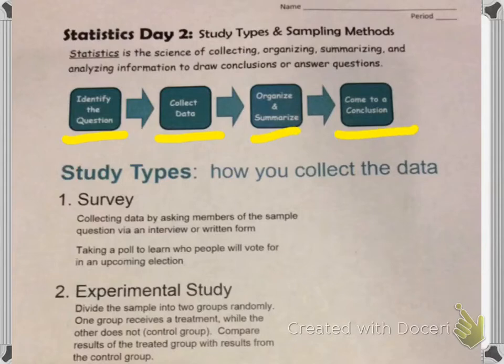So today what I'm going to talk about is how you're going to collect some of that data. There's different ways to do that. The first way to collect data would be a survey. Now, I think most of you have been involved in a survey before. It says here on our paper that collecting data by asking members of the sample questions via an interview or a written form, or taking a poll to learn who people will vote for in an upcoming election, would be an example of that.